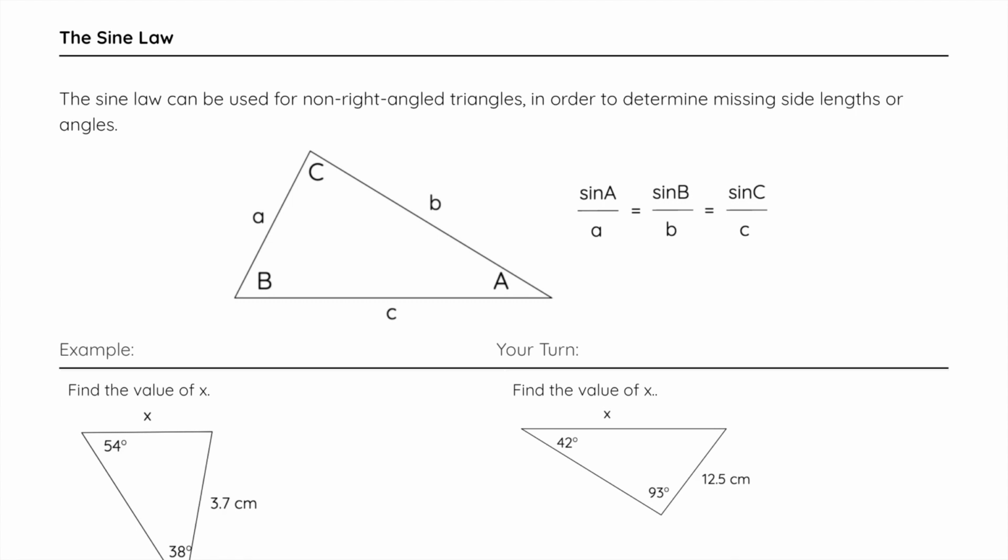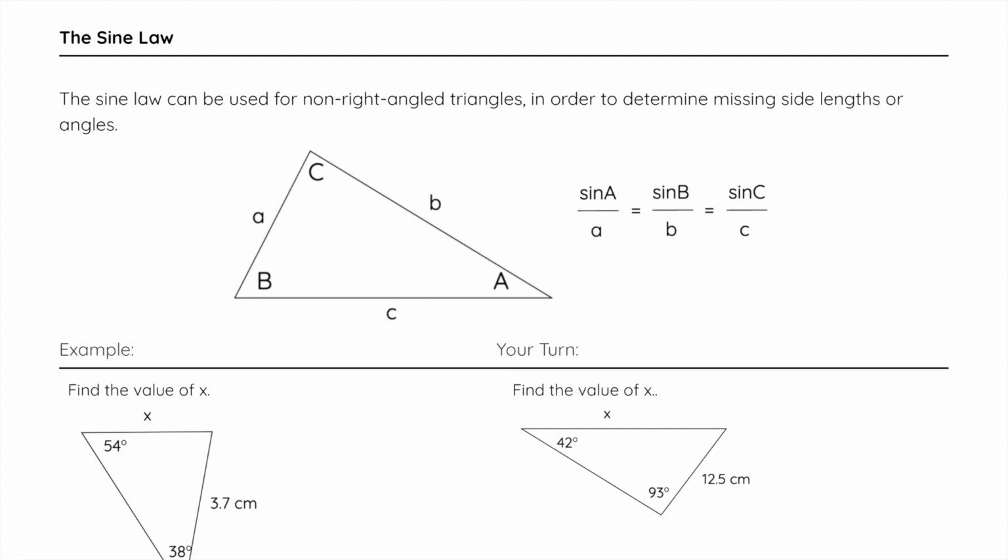The sine law, or the sine rule, is a rule that we can use to do some calculations with non-right angle triangles. So if you don't have a right angle triangle, you can't use SOHCAHTOA. You can rely on the sine rule.